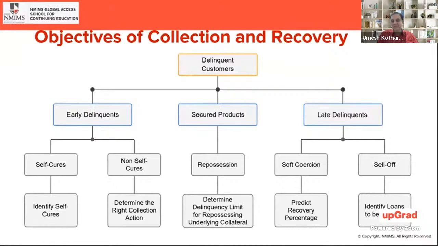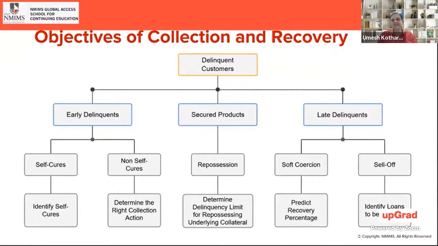You also have secured products, which we also call collateral. So if you're taking a loan, the bank at times takes your car or your house or some gold, whatever kind of asset, as a collateral. If you don't make a payment, or if you default on payment, then the bank is going to recover its money from the collateral that it holds.